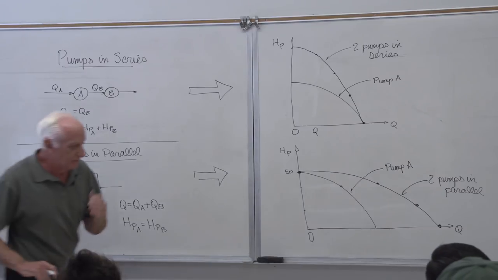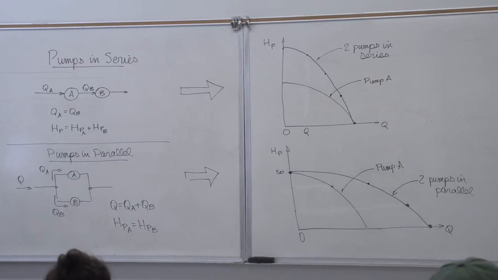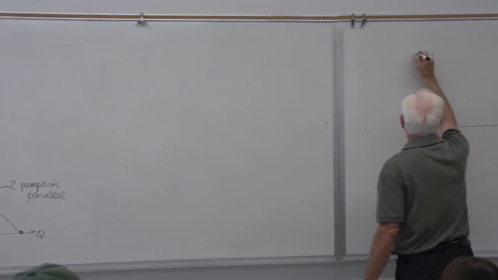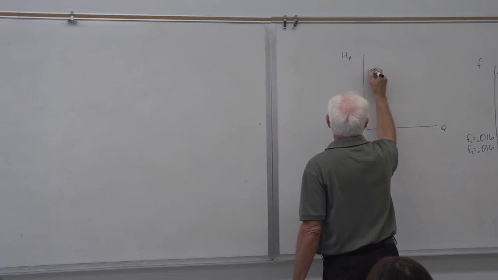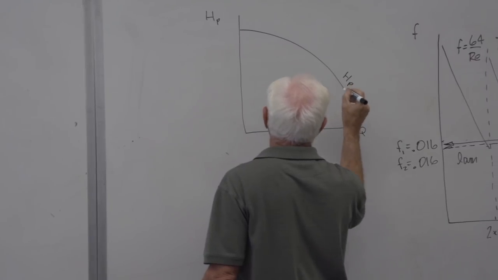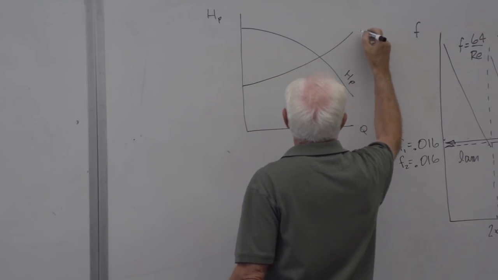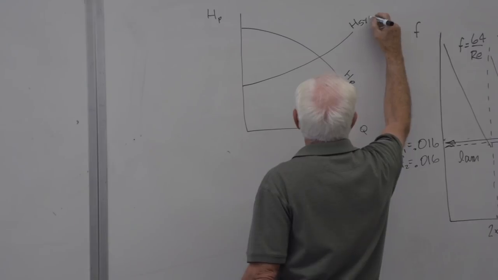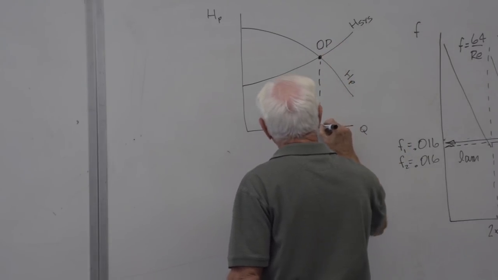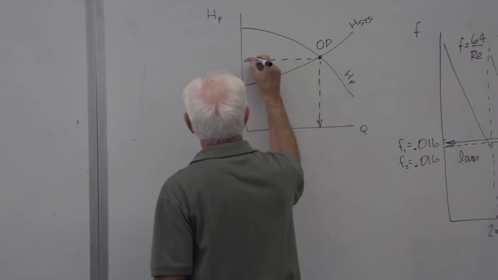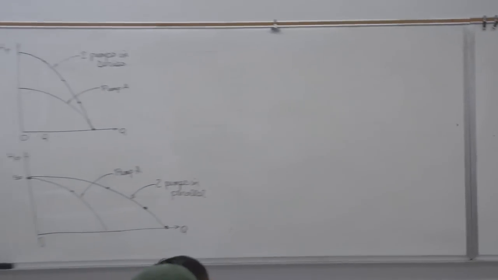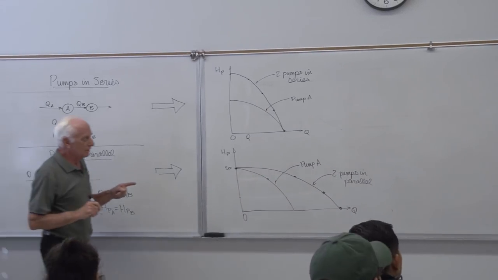We said previously that if you had Q, and here's H, P. Here's the pump curve, H, P. Here's the system curve, H, system. The intersection point is called the operating point. It gives you a flow rate, and it gives you a head. That's the flow rate that would occur if you put that pump in that particular system.